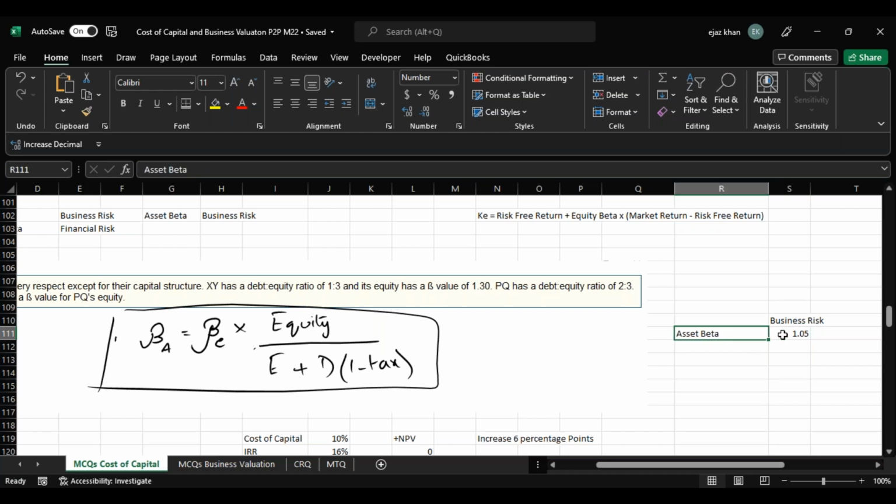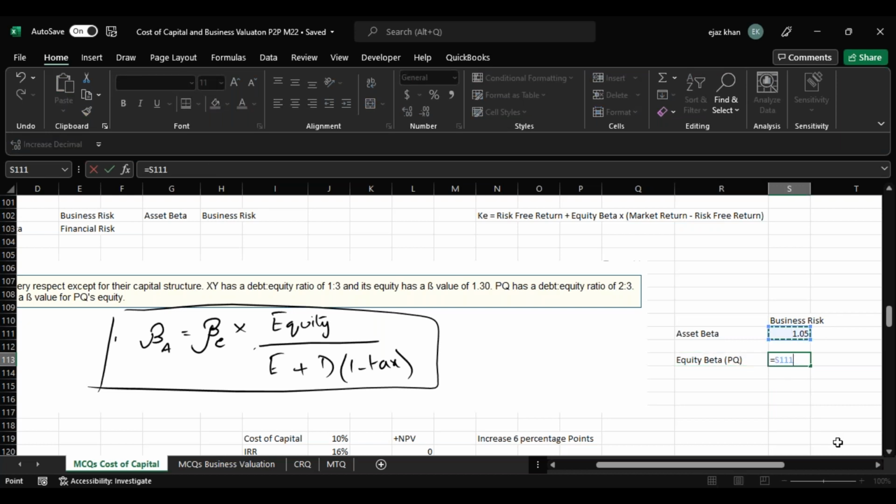So we have to recalculate the equity beta using the same formula. But this time we have asset beta, we don't have equity beta. So we have to calculate equity beta. So how do we do that? What was in the denominator should go to the numerator on the other side, and the equity will be going to the denominator side. But this time we have to use PQ's debt to equity ratio and not XY's debt to equity ratio. So we'll be using this company's debt to equity ratio. So we are now calculating equity beta for PQ company.